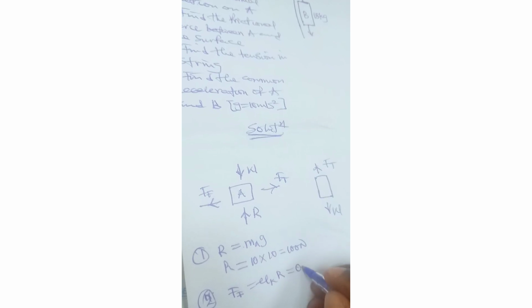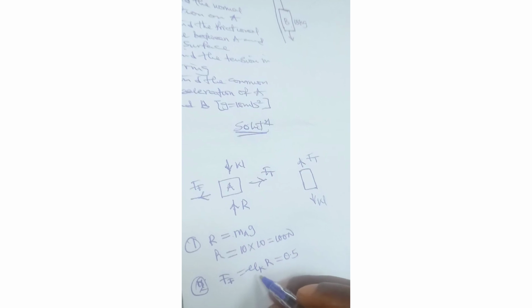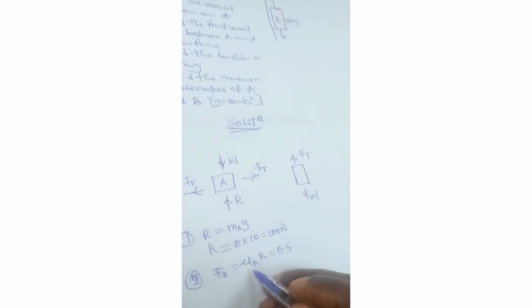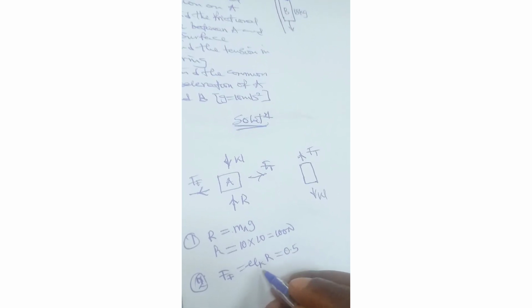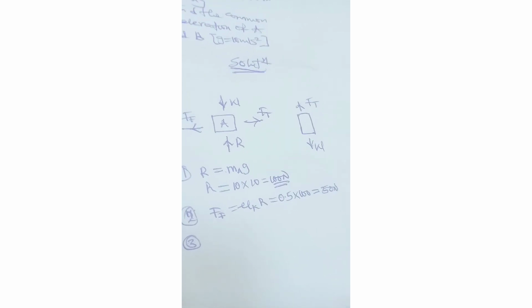And what's that? 0.5 is the μ, that is, the coefficient of friction that is given is 0.5. Then times your R, that is calculated to be 100, times 100. And that's going to give us 50 Newton. The third question asks us to calculate the tension in the string, and that's where the real solution is.